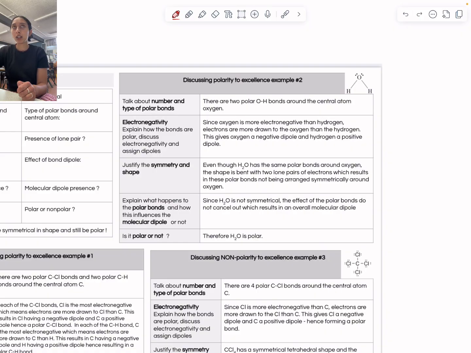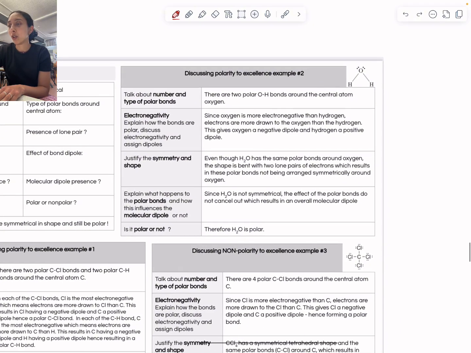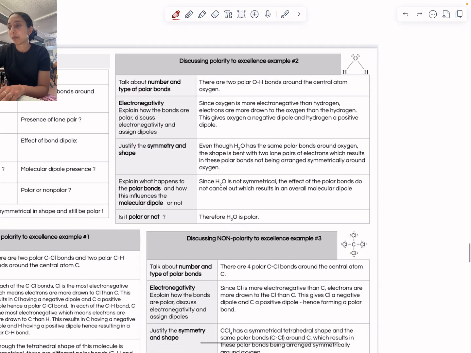If you're still confused about what's electronegative and what's less electronegative, always look at the periodic table, understand the trends, know that F, O, N, Cl are the four most electronegative atoms. I like to spell it out as FONCL to remember them, and so that's how you know what's most electronegative and what's not. Justify the symmetry and shape.